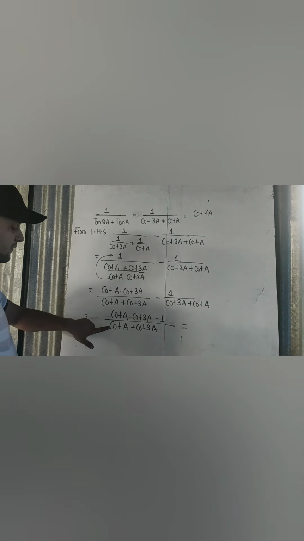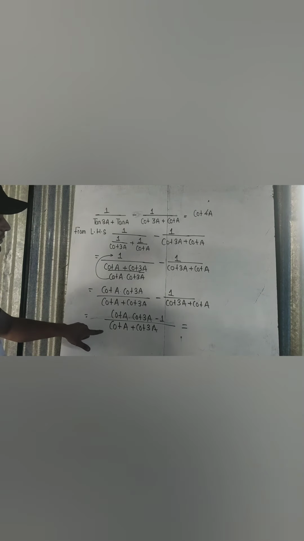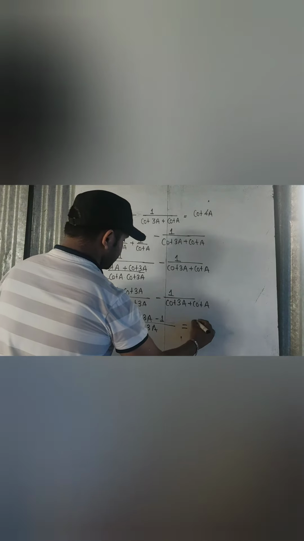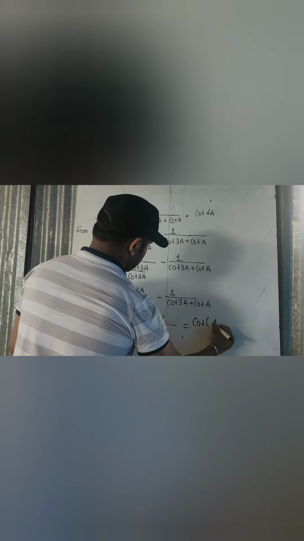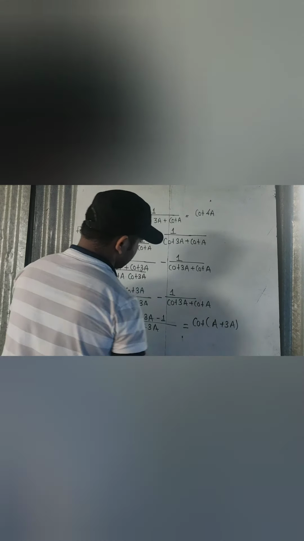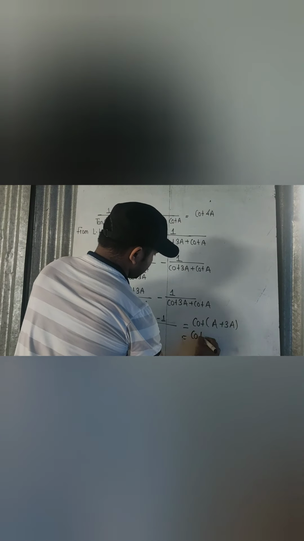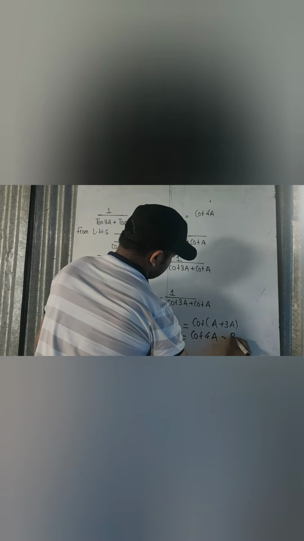Now you can compare this with the formula cot a plus b. The formula of cot a plus b is cot a into cot b minus 1 by cot a plus cot b. So this comes to be cot a plus 3a. By comparing this with the formula cot a plus b, cot a plus 3a gives you cot 4a, which is our RHS.